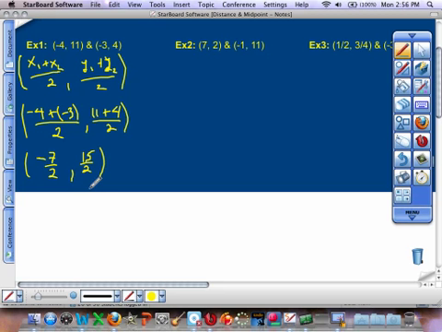All right, any questions on finding midpoint? Wait, so that's... It's not two answers, guys, that's one answer. That would be your answer, that's going to be your coordinate, that's your x and y coordinate of the midpoint. Okay, so that's one answer.